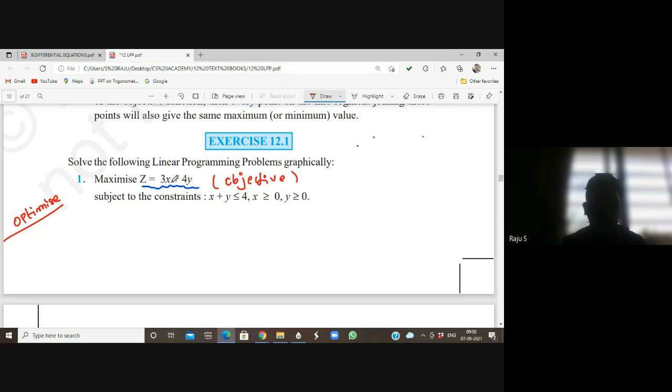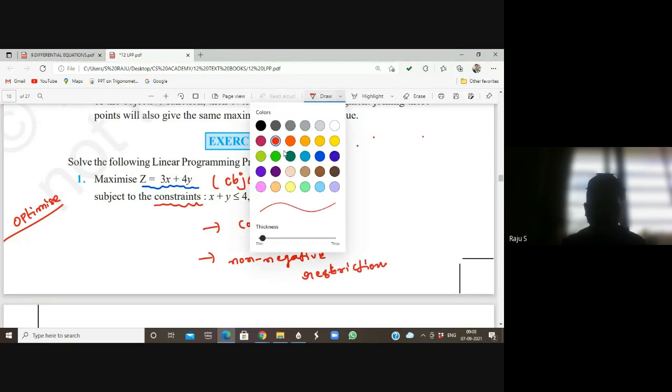To find the maximum value of the given objective function, definitely they give some constraints. What is meant by constraints? Linear inequalities. Okay, so here there are three terms. One is the objective function, the second one is constraints, and the third point is non-negative restrictions. Non-negative restrictions means here clearly they have given.